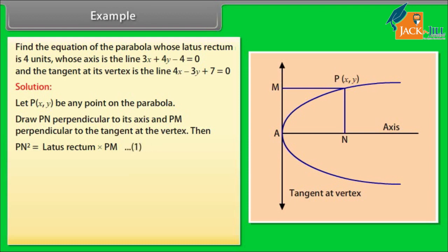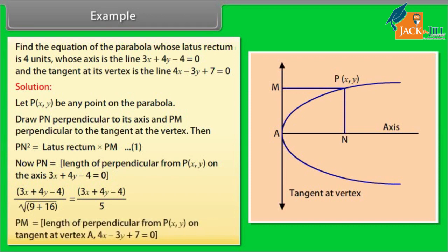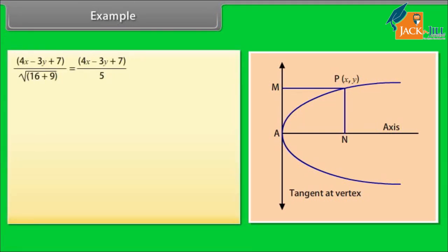That is equation 1. Now, PN is equal to the length of the perpendicular from P(x, y) on the axis 3x + 4y - 4 = 0, which is (3x + 4y - 4) upon root of (9 + 16), equal to (3x + 4y - 4) upon 5. PM is equal to the length of the perpendicular from P(x, y) on the tangent at vertex A, 4x - 3y + 7 = 0, which is (4x - 3y + 7) upon root of (16 + 9), equal to (4x - 3y + 7) upon 5. Latus rectum is equal to 4.